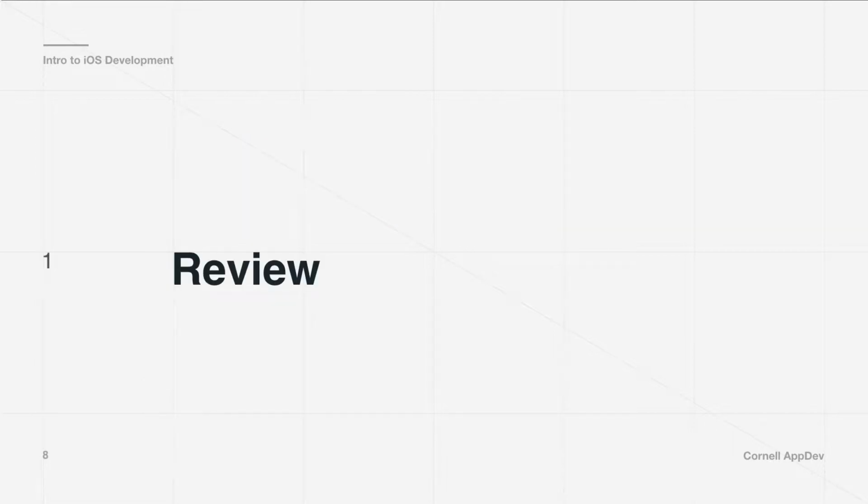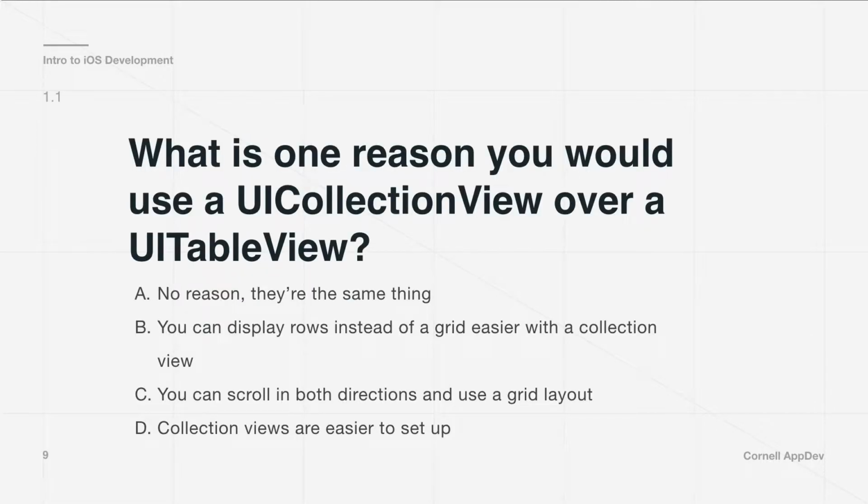Cool. So now let's do some review from last lecture. The first question is, what is one reason you would use a UI collection view over a UI table view? If you know it, you can just raise your hand. Jeremy, you want to take a guess?